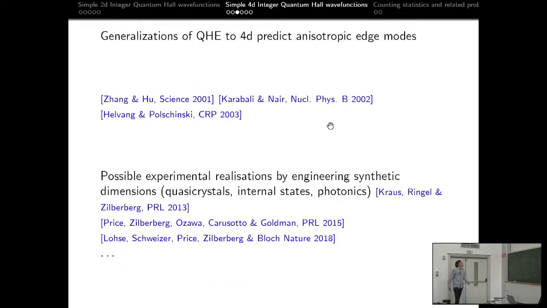Before going on with my study, I just want to say that it's not completely crazy to consider a generalization to 4D of the quantum Hall effect. Of course, we live in a 3D world, but this was studied at the beginning. I think it was very theoretical. People were just asking, can you do a quantum Hall effect in 4D?